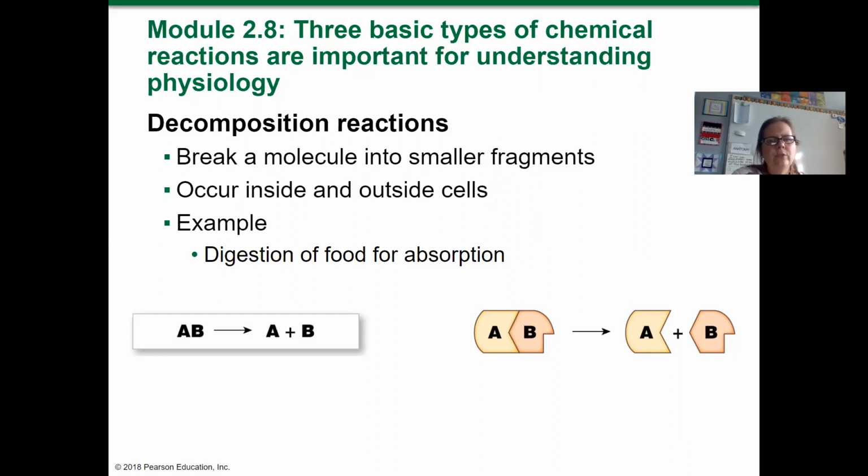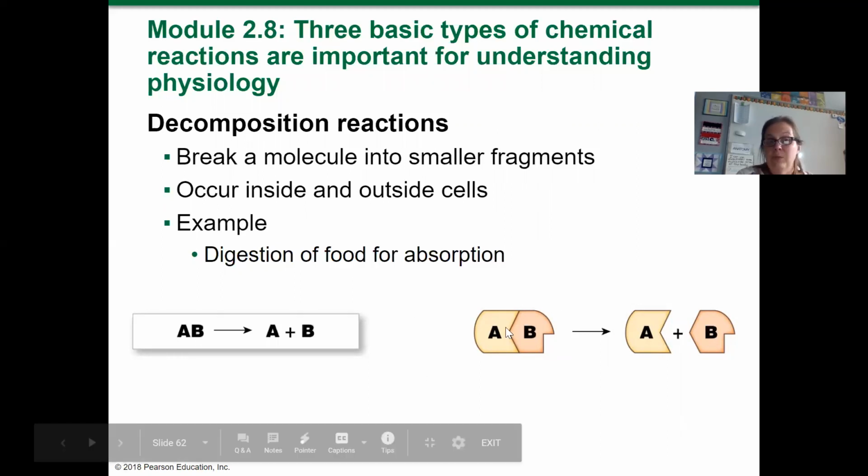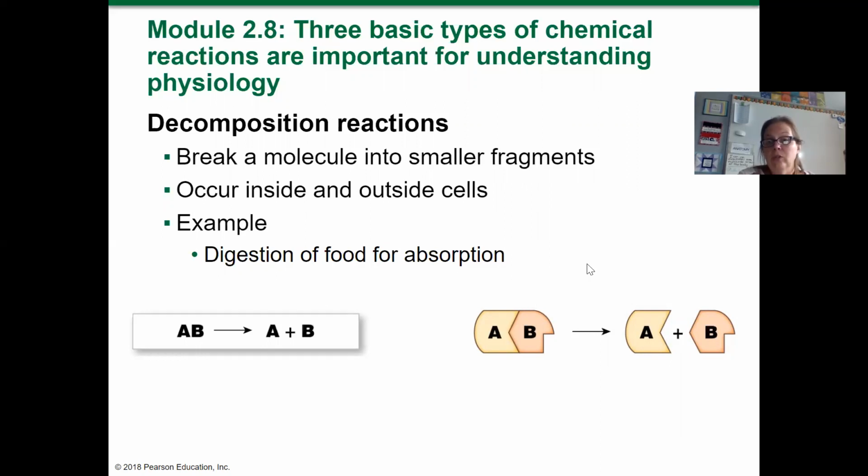Okay, the types of chemical reactions. Physiology is based on these reactions, so if you don't remember them, take a minute and make sure that you're reviewing. So decomposition indicates a breakdown. This AB yields A plus B is a good visualization of a decomposition reaction. So these are when molecules are being broken down. An example is the digestion of food.